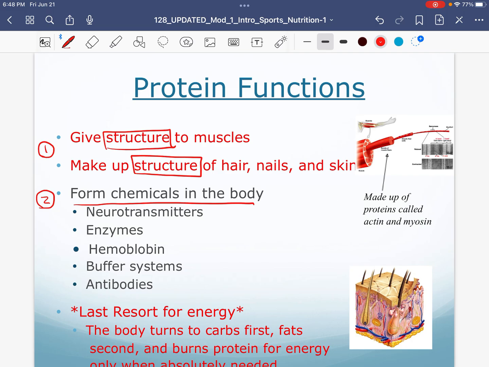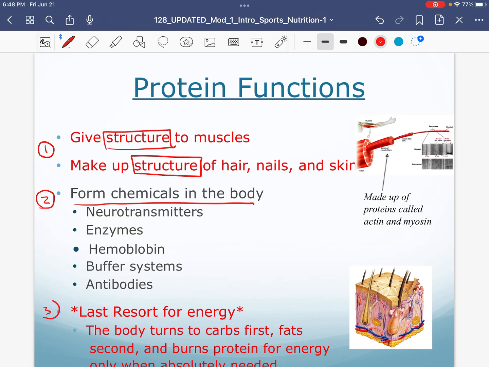A lot of your really important chemicals are actually protein. Hormones, enzymes, neurotransmitters, hemoglobin, antibodies that help our immune system fight disease. The list goes on and on. That's one that we don't think of, but it's really important. We need protein to help form these really important chemicals.